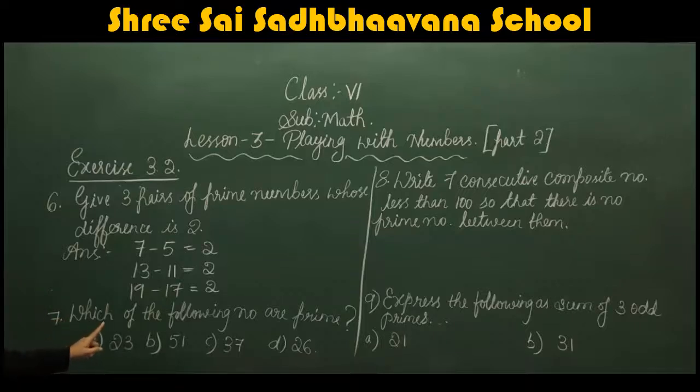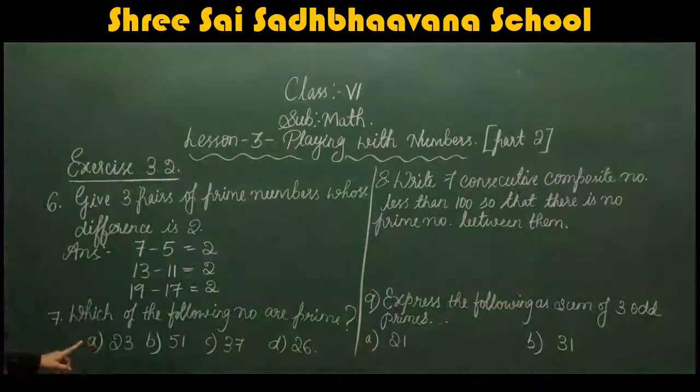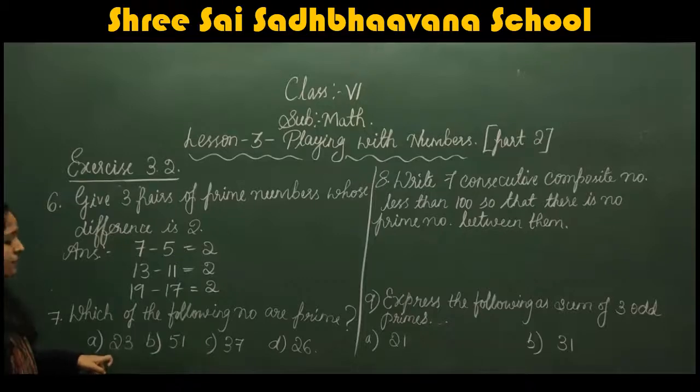Yes, now let us move on to the next question. Which of the following numbers are prime? So here you have to see which of the following numbers are prime numbers. So 23. Which number is this, children? This is an odd number. So we already discussed that 23 is a prime number because it will appear only in two tables, that is in 1's table and 23's table. So it is a prime number.